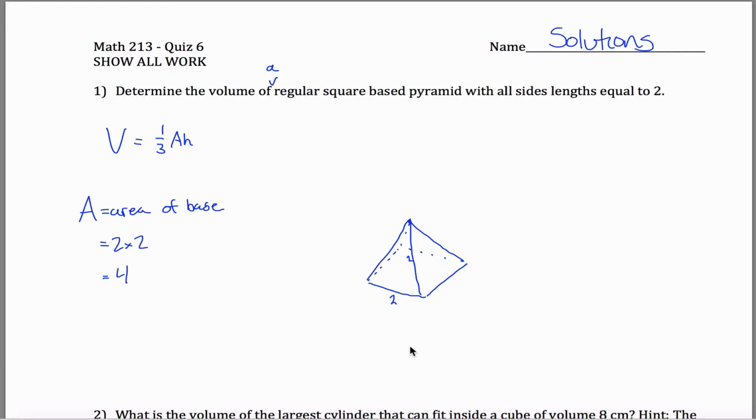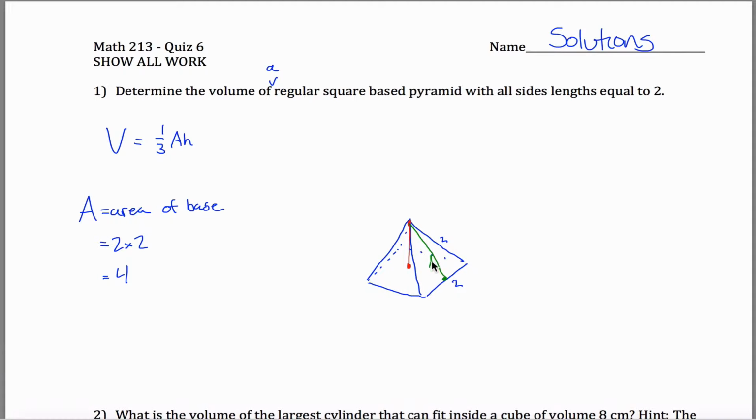But really what I'm looking for is the height. Maybe I'll pick other ones so these don't roll together too badly. This is 2 and this is 2. What I'm trying to find is the distance from right here to right here. That's going to be challenging to find. I think the easiest way to go about it, or at least one way to go about it, is to first find the slant height. So the distance from right here to right there.